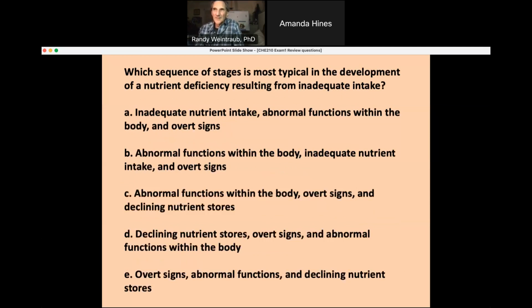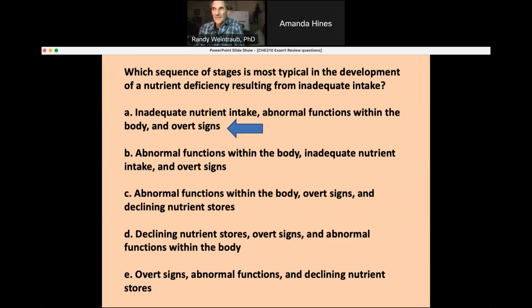The sequence of developing a nutrient deficiency. It's slow. Remember that, and it's that first the intake is inadequate, then there's some abnormal functioning that might be apparent, it might not be happening in the body, and then after some long period of time, such as if there's inadequate amount of calcium over a long period of time, or vitamin D, then osteoporosis might develop over decades.